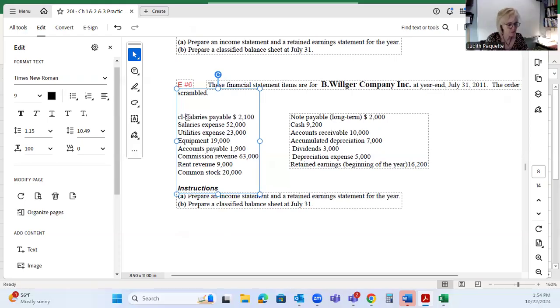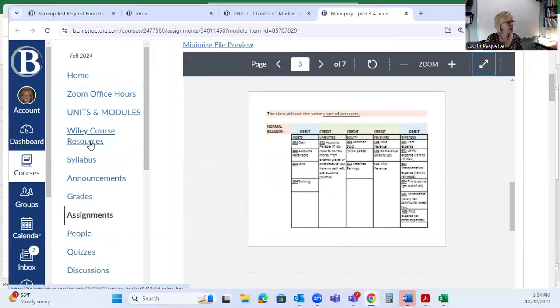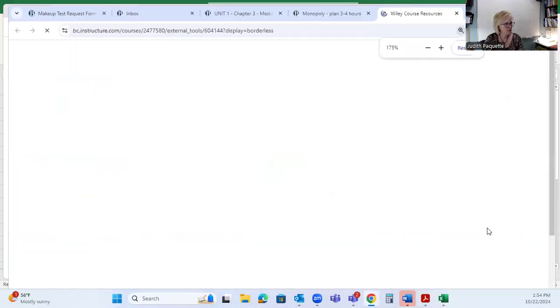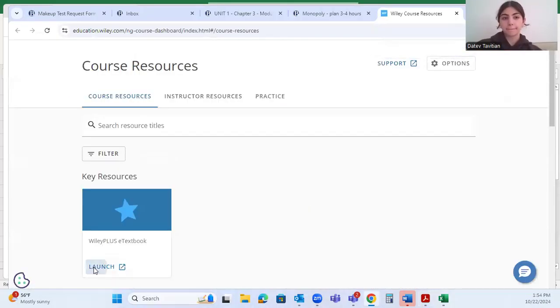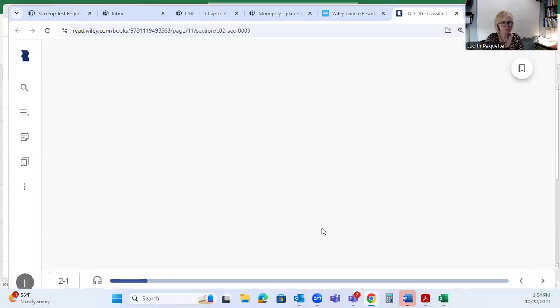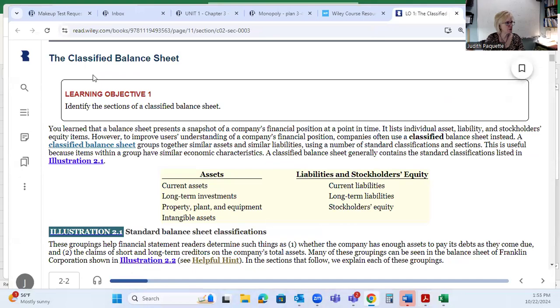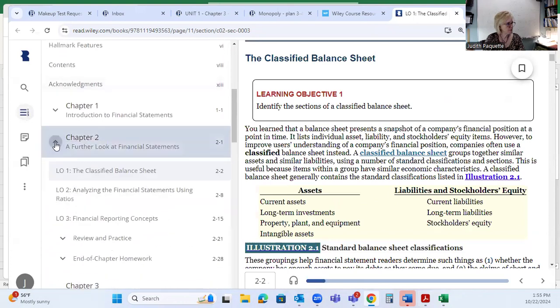So that's what I'm saying. Just do something like that before, because when you arrange your trial balance, it has to be in order of liquidity. A really good resource is to go back to your Wiley course. I'm assuming you can see me when I'm changing screens. So we'll launch the textbook. This is super helpful. If you have access to a printer, I would say print this out. What I'm going to show you is under chapter 2, under classified balance sheet.